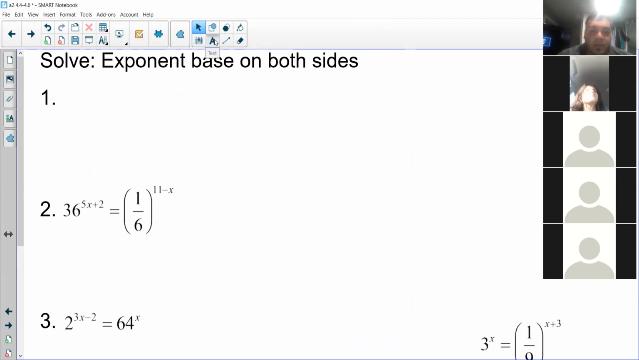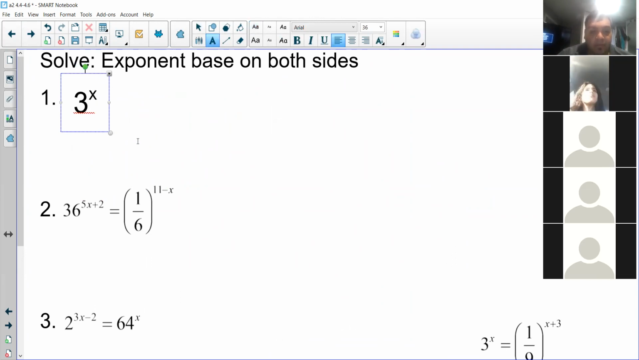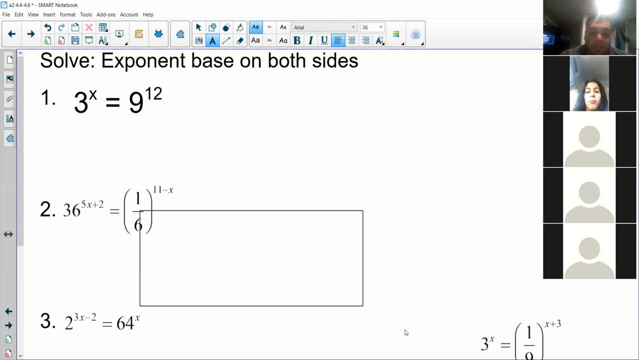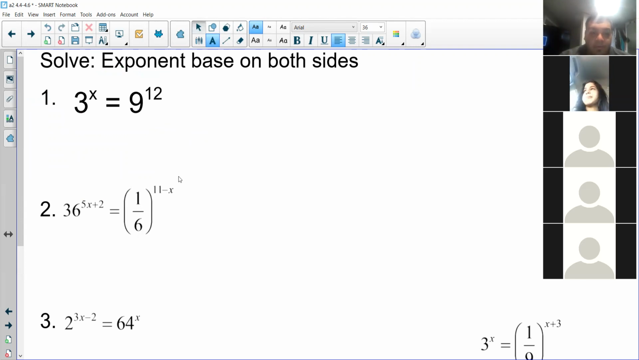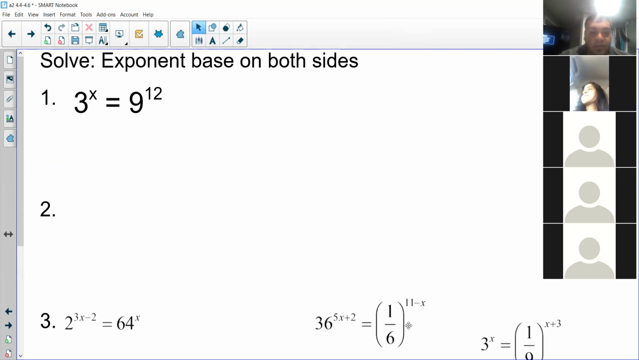This question will be 3 to the x power equals 9 to the 12th power. I'm going to change this one too. These are too difficult for this. Or this is not what I want to teach you. So first write down the first question.